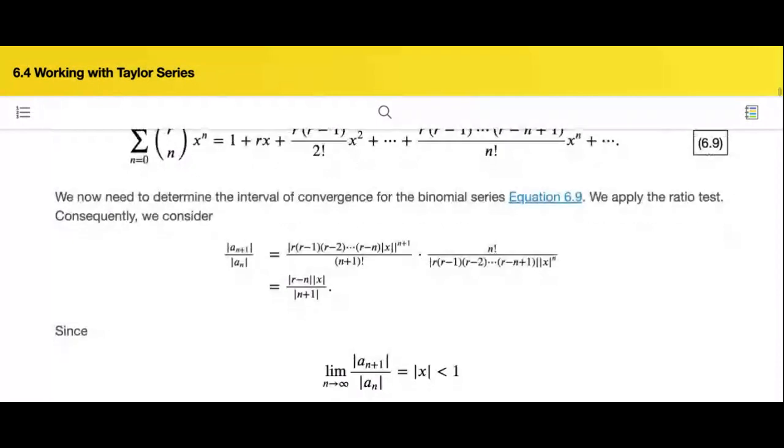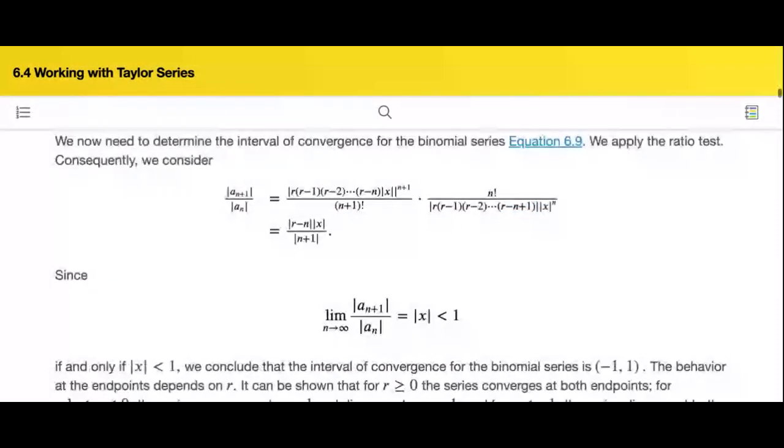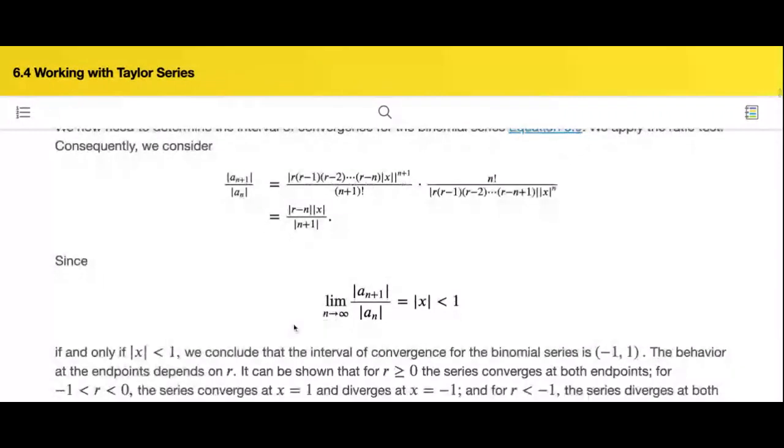So we take a limit, let n go to infinity. What do we get? We take the limit of this one, right? We can pull x outside. We see that it actually equals the absolute value of x. Hold on one second. So the ratio, we get r minus n divided by n plus 1. Why do we get x less than 1?